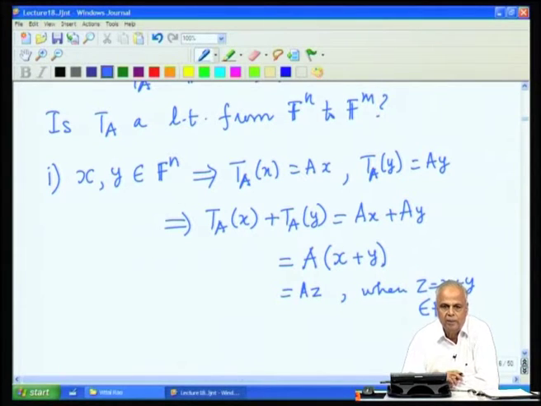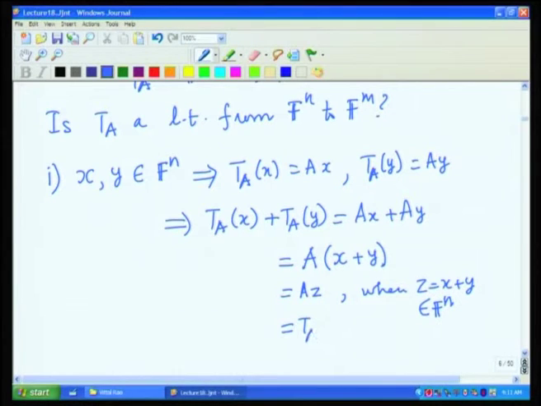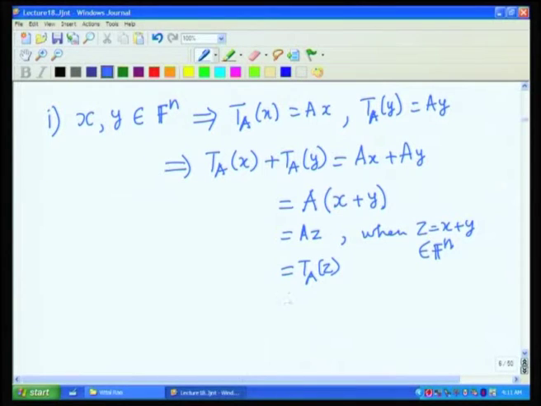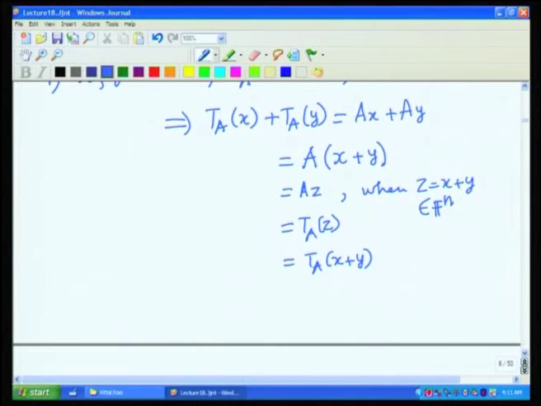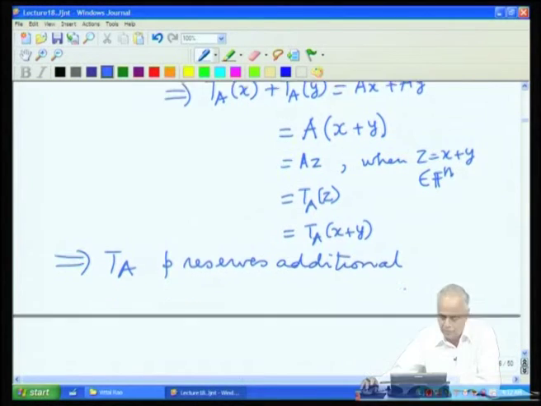So, the moment you take a vector z in Fn and pre-multiply it by A, that means we are taking TA of z, which means we are taking TA of x plus y. Thus we see that TA of x plus y is the same as TA x plus TA y, and therefore, TA preserves addition. So, it crossed one hurdle for being qualified to be a linear transformation.